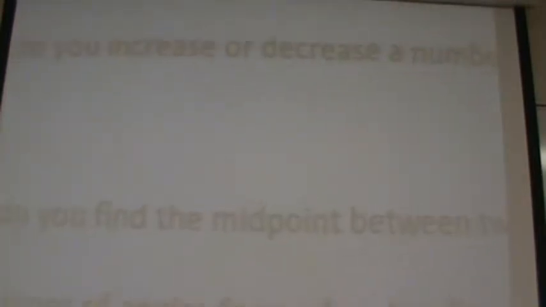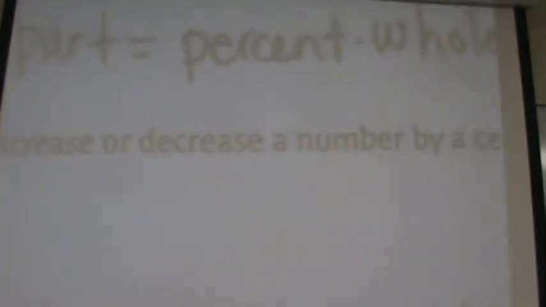Next, how do you increase or decrease a number by a certain percent? So let's say you want to take a number and increase it by, let's say, 20%. Here's 2 examples. So if I asked you to take a number, 50, and I want you to increase it 20%, you're going to add 100% to 20%, which is 120%. Turn that number into a decimal and multiply that by the 50.